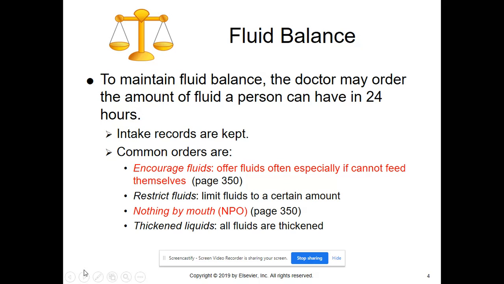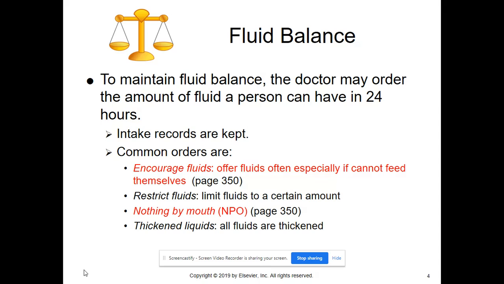To maintain a fluid balance, the doctor may order the amount of fluid a person can have in 24 hours. So a doctor might decide, hey, we need to make sure that this patient doesn't have too much fluid going in or too much fluid coming out. So he might order intake and outputs. He might tell us to keep track of how much the patient's taking in, how much the patient's taking out. He also might order special diet orders like these.